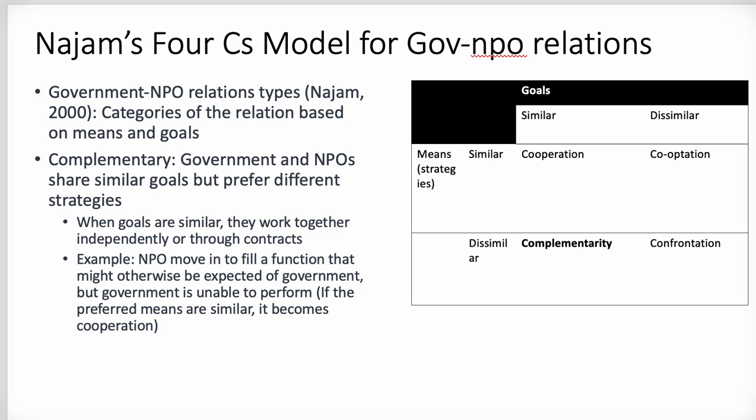The third model is complementarity, meaning that governments and NPOs share similar goals but prefer different strategies. When goals are similar, they work together independently or through contracts. For example, NPOs move in to fill a function that might otherwise be expected of governments, but when government is unable to perform.